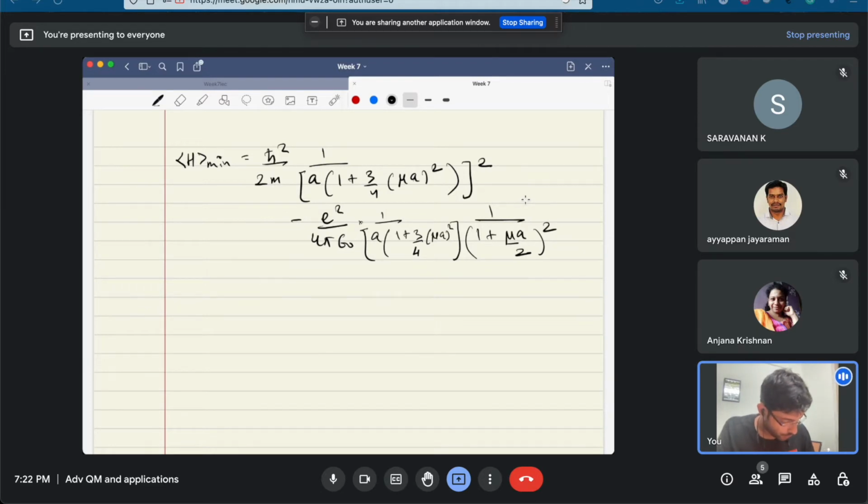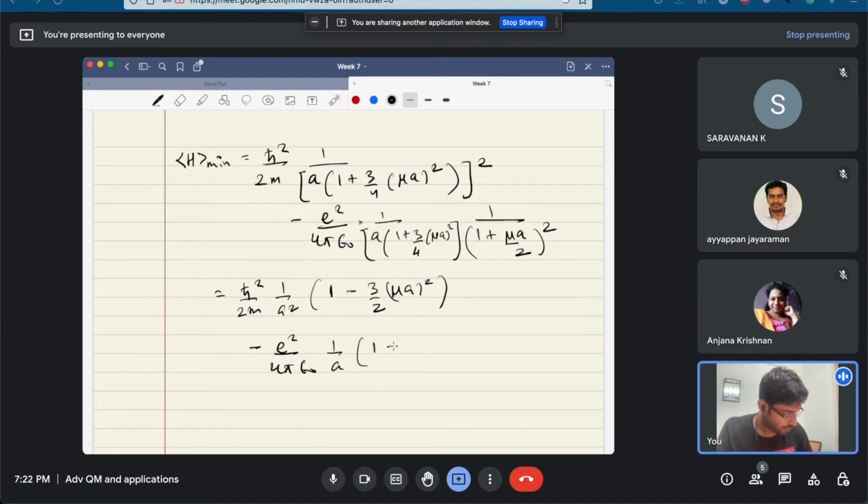Now the minimum that we get here: 1 by a square minus 3 by 2 mu a square, taking the same binomial, over 4 pi epsilon naught. Here we have 1 by a, 1 minus 3 by 4, and 1 plus mu a, I suppose.